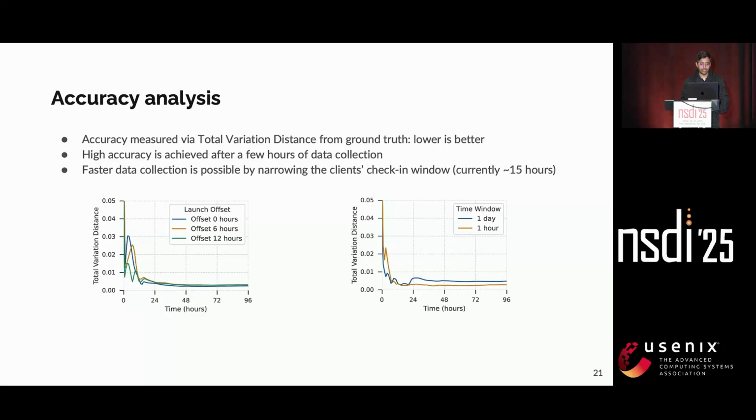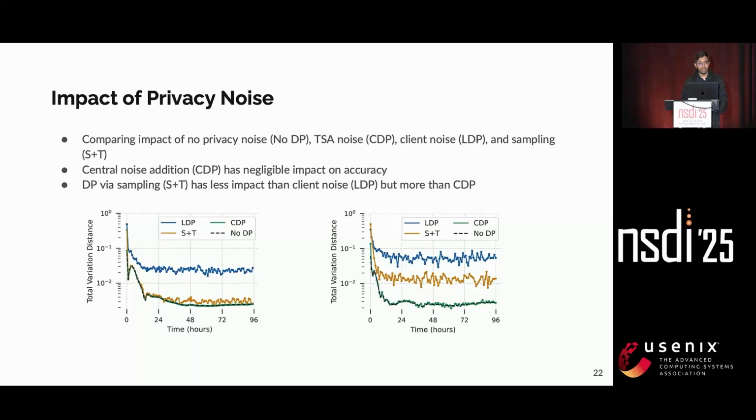And looking at accuracy, we see again that if you wait for a few hours, the error is pretty negligible when you compare it to the ground truth. And the impact because of privacy noise, to anyone familiar with differential privacy, this should look very obvious. What we also observe is that central differential privacy is very close to providing the same accurate results that one would expect, with very low impact on accuracy, and satisfies whatever privacy threshold one needs to set.